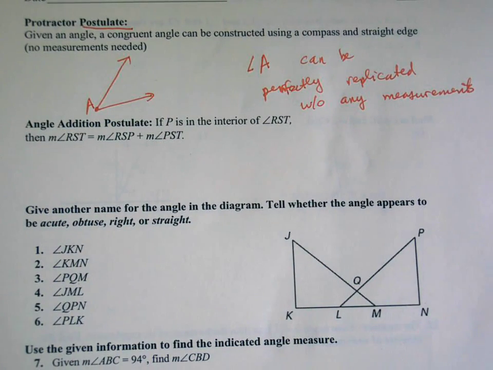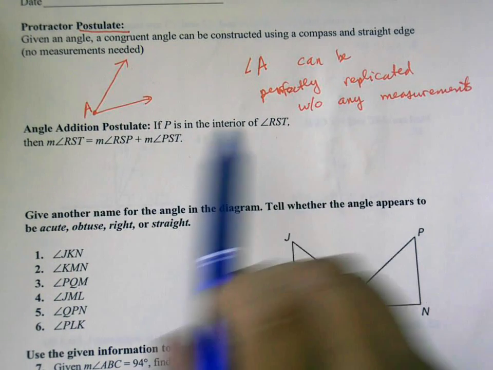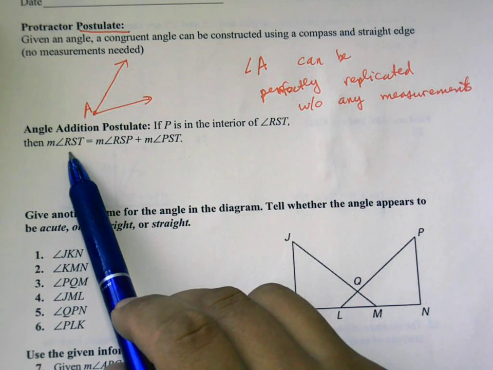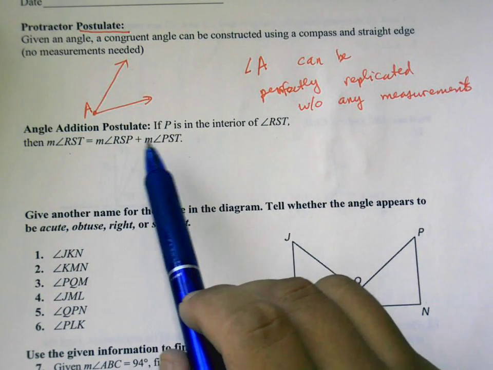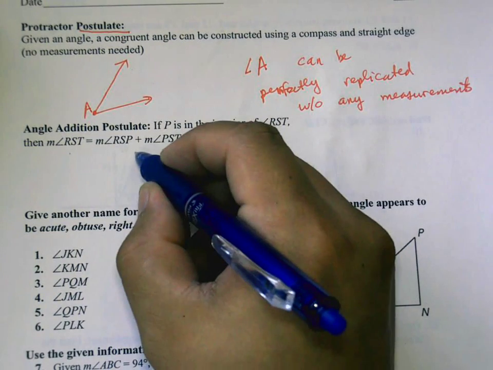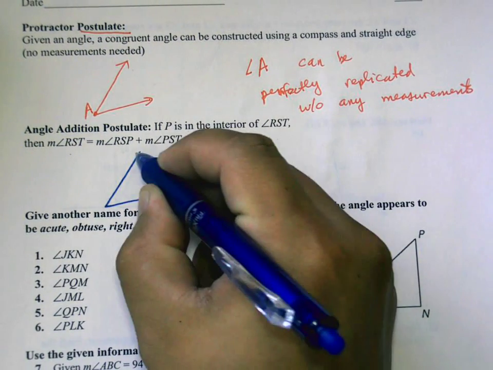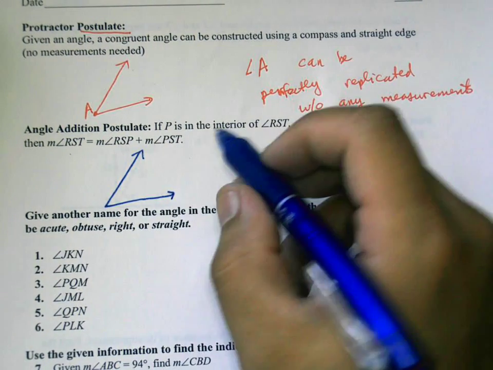And the second postulate of the day is the angle addition postulate. It says that if P is in the interior of angle RST, then the measure of RST is equal to the measure of RSP plus the measure of PST. So this sounds more complicated than it really is. Let's start by drawing out some information.